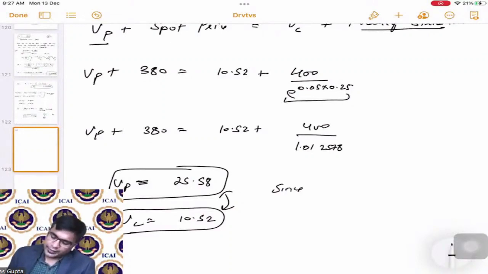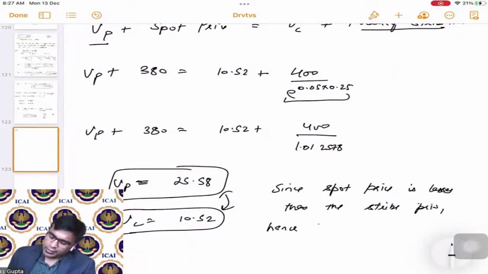Since spot price is lesser than the strike price, hence put option is more lucrative.